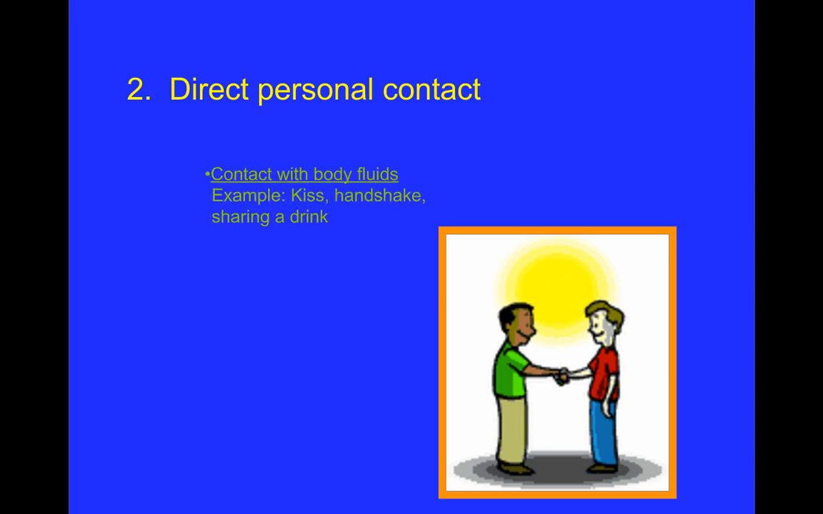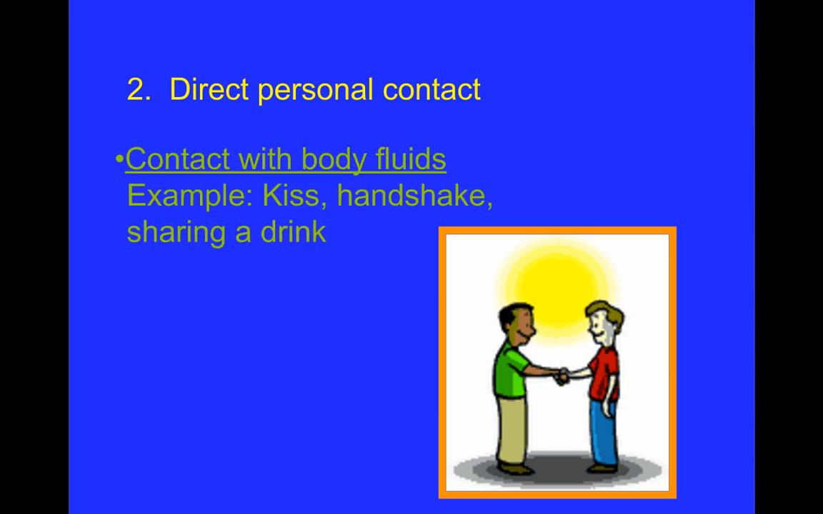Direct personal contact, also contact with bodily fluids: a kiss, a handshake, sharing a drink. So that's why you should never share drinks or food with other people, or eating utensils. You should always wash your hands and ensure that someone else has washed their hands before handshaking. And you should always make sure that the person that you are kissing or the person that you are coming in contact with does not have any illnesses or any diseases.